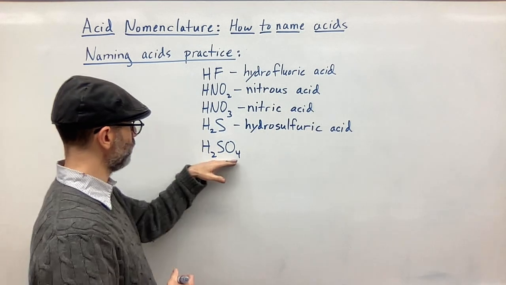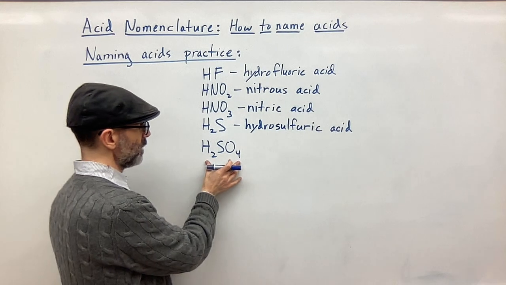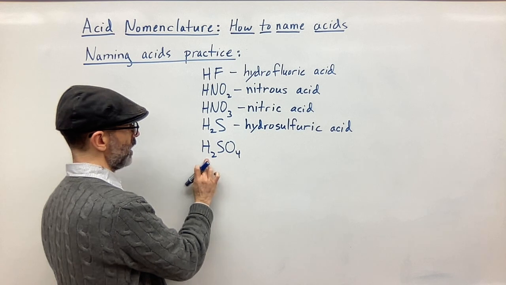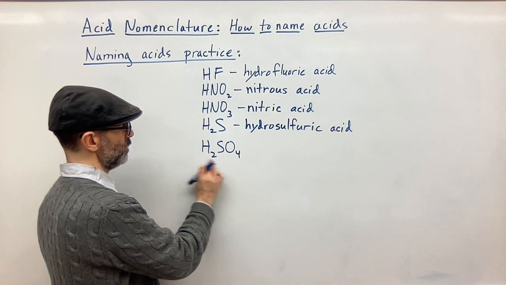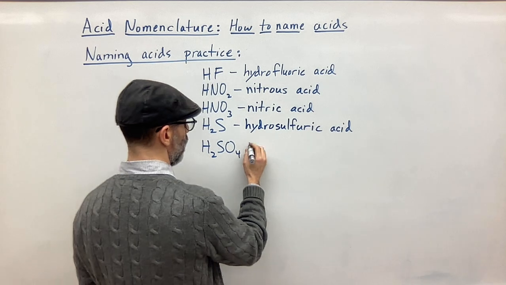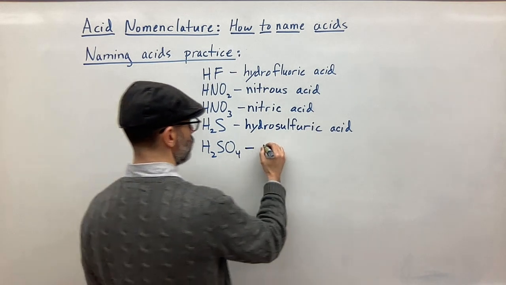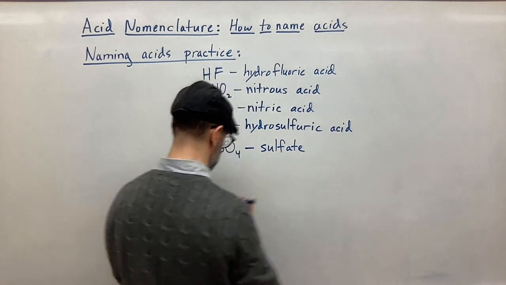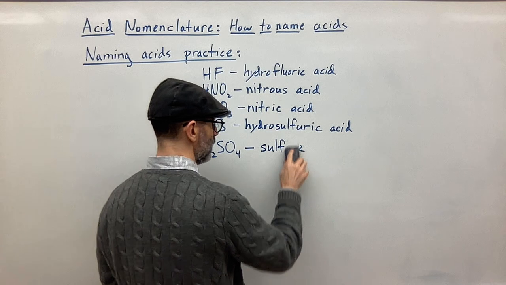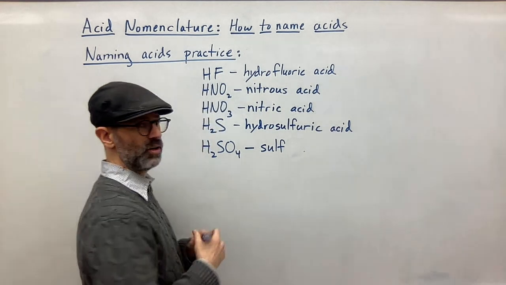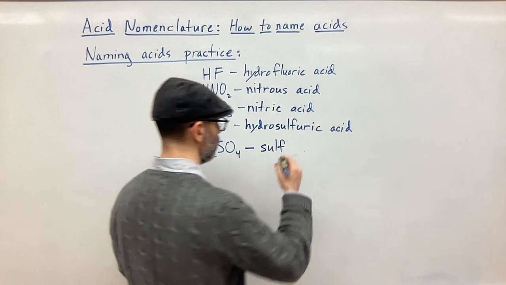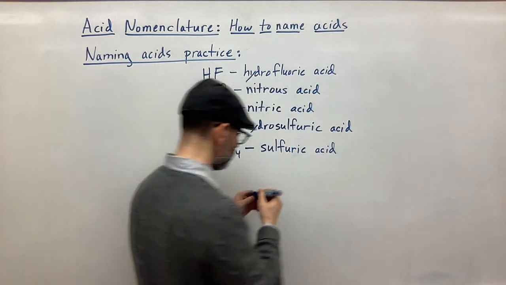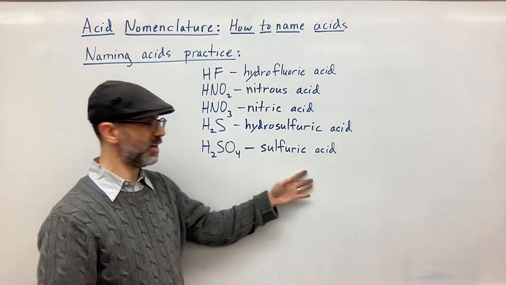And then finally we have here a polyatomic ion. This is an oxy acid. So what's the charge on the polyatomic ion? Well, it's got to be a 2 negative because we have 2 hydrogens. So this is the sulfate ion. So we're going to write sulfate, drop the ATE ending. And again, remember, this is one of those weird ones. So it's not going to be sulfic. It's going to be sulfuric acid. And so here's the name of this acid.